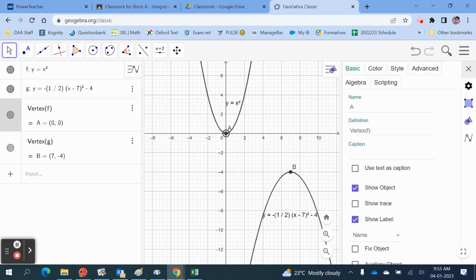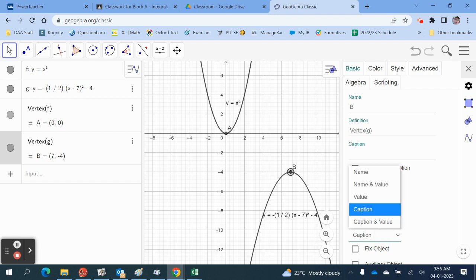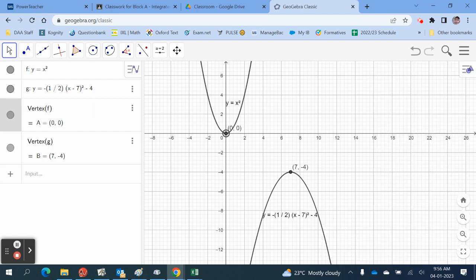We do the settings for those two and change from name to caption. We do the same for B, change from name to caption. It'll show the coordinates of the vertex. Sorry, we want values, caption. Value. So now we can see that this one's going to be at 0, 0, and this one's at 7, 4. So then, what we need to do is explain the transformations.